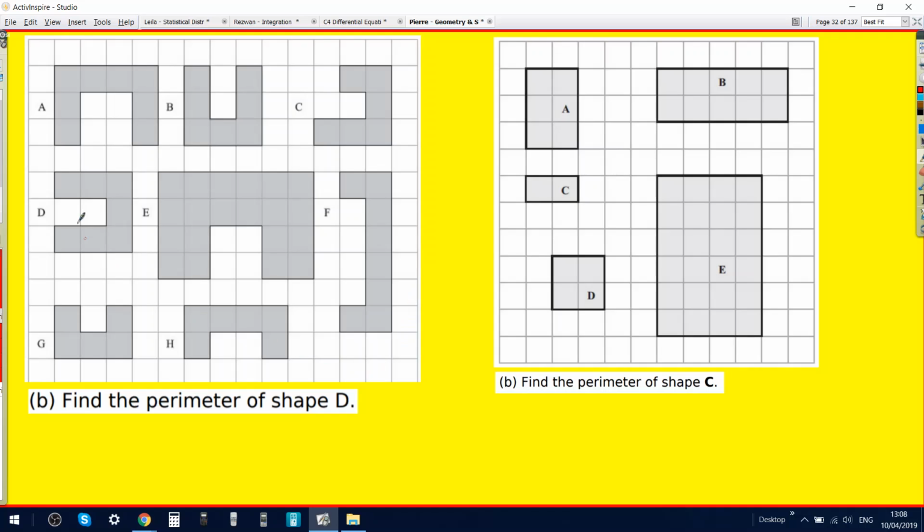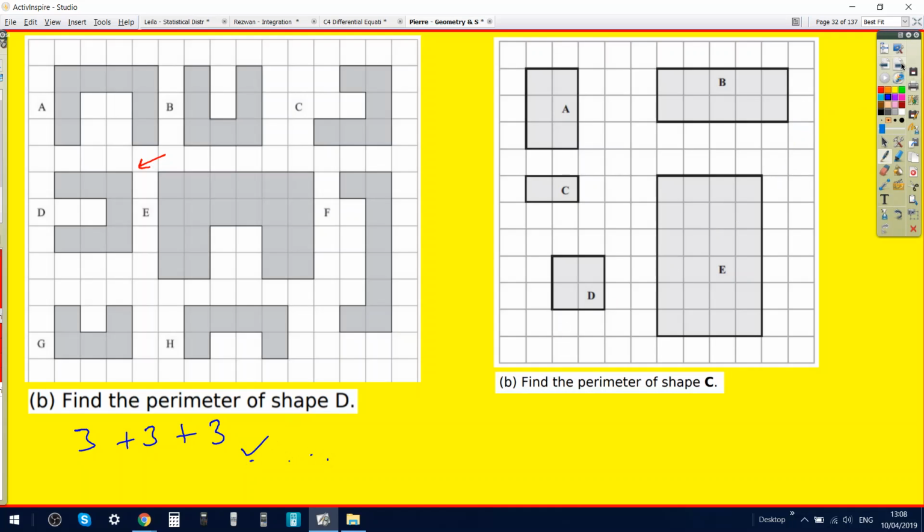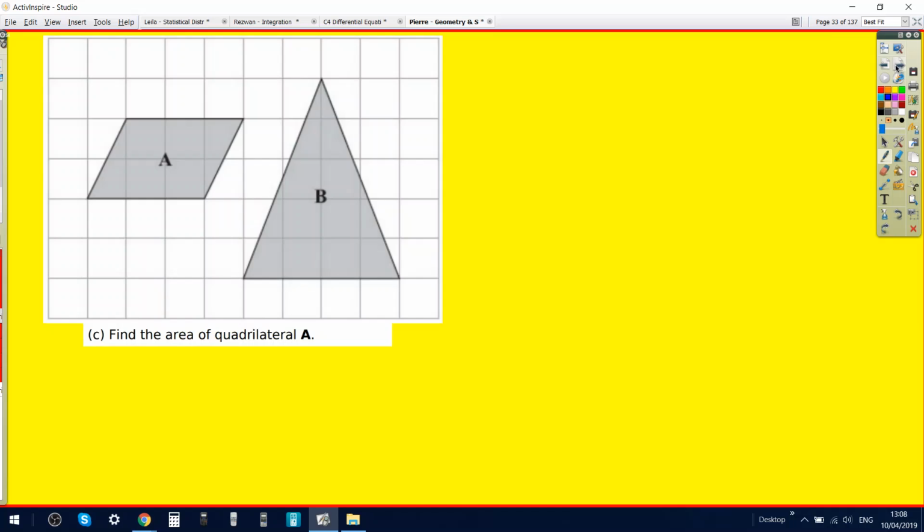What would be the perimeter for shape D? So that would be 3 plus 3 plus 3 plus 1 plus 2 plus 1 plus 2 plus 1. Okay, you're good, and so on. How about this one?